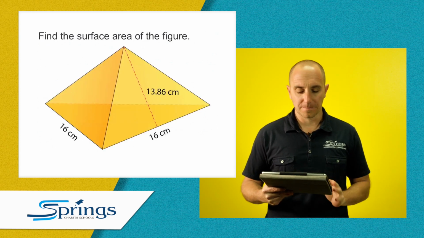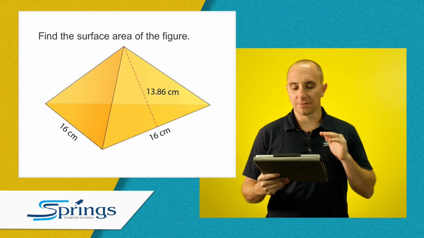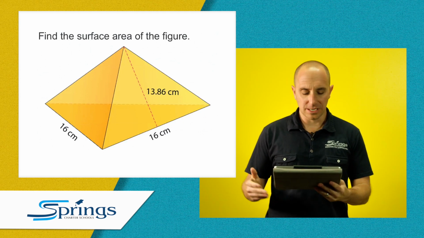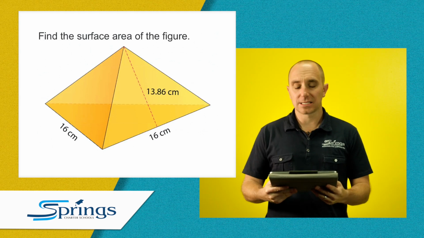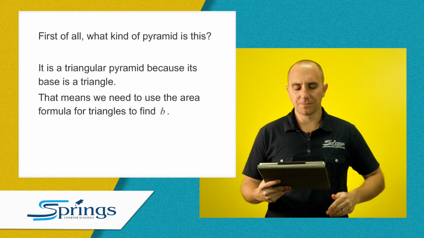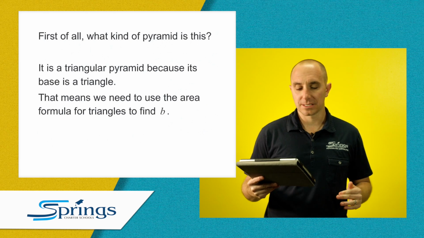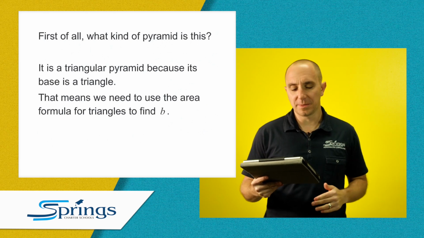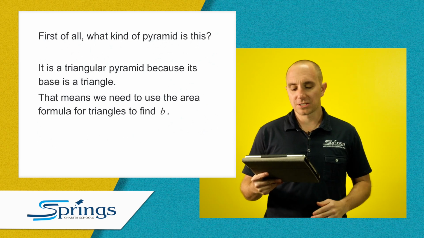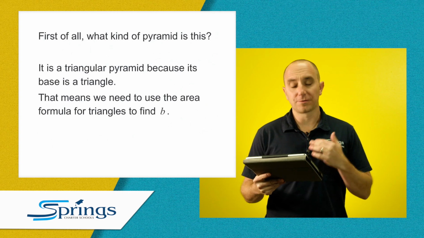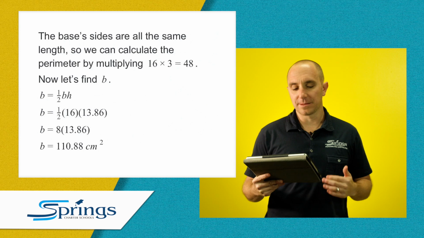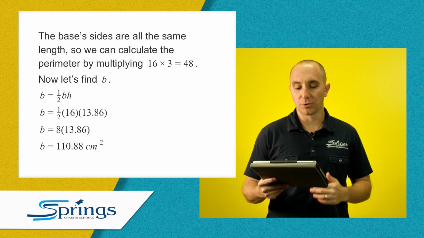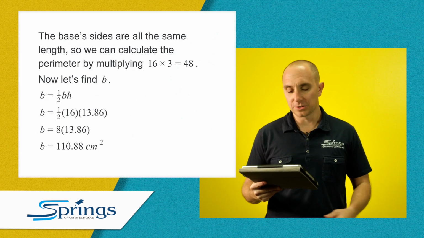All right, let's try another one. We're going to find the surface area of this figure. So think about it. We have 16, and we have a slant height of 13.86. First of all, what kind of pyramid is this? It is a triangular pyramid because its base is a triangle. That means we're going to use the area formula for triangles to find the B. The base's sides are all the same length, so we can calculate the perimeter by multiplying 16 times 3, which is 48.